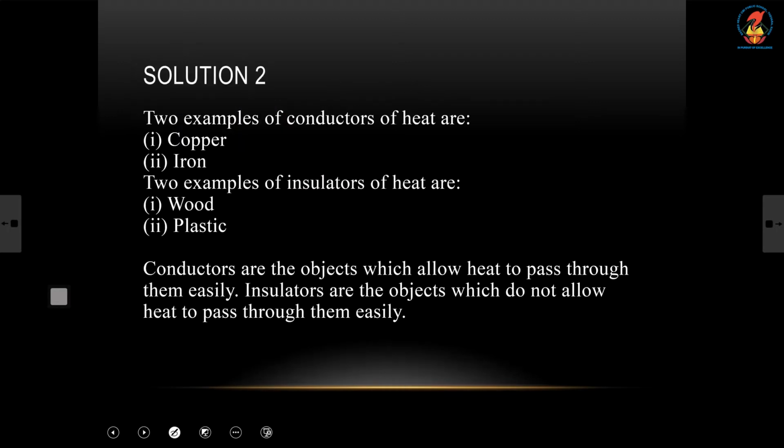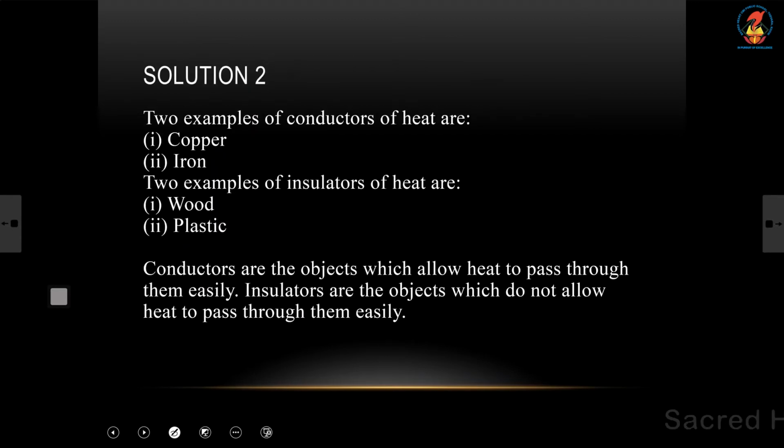Second one, give two examples each of conductors and insulators of heat. Conductors, any two examples you can write. Conductors means which will conduct heat or which will allow heat to pass through them. Insulator means it will not allow heat to pass through them easily. So copper, iron, aluminium, silver, mercury, all those things are conductors of heat. Insulators: wood, plastic, paper, bakelite, all those things are insulators of heat.